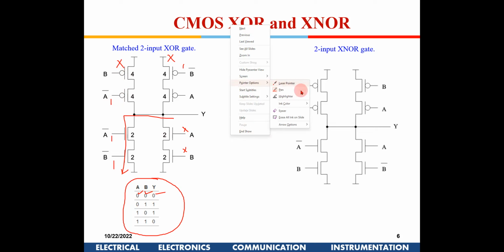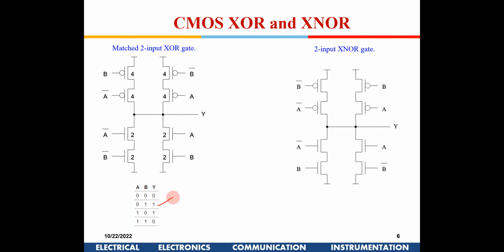Similarly, the next condition is 0 1. Here this is off, because one of them is off, and this is also off. But here I have B A bar and A B bar. So for these two conditions, the two branches in the bottom will be off, and one of these branches will be on. So this will be charged to 1. For the last condition, 1 1, this will be switched on and it will be pulled to 0. Since I have A bar in both branches, the top PMOS will be switched off. So this is how an XOR gate works.